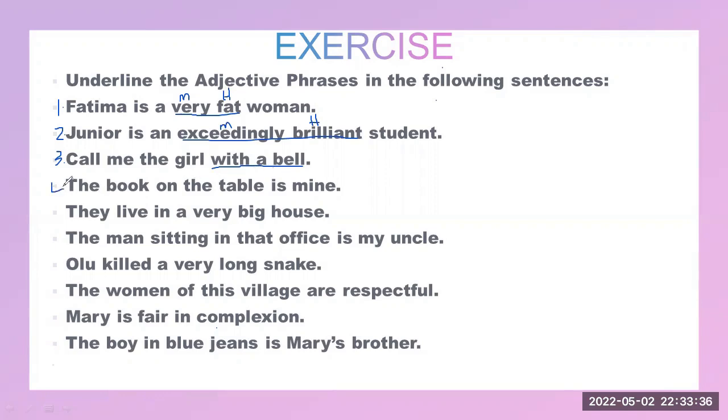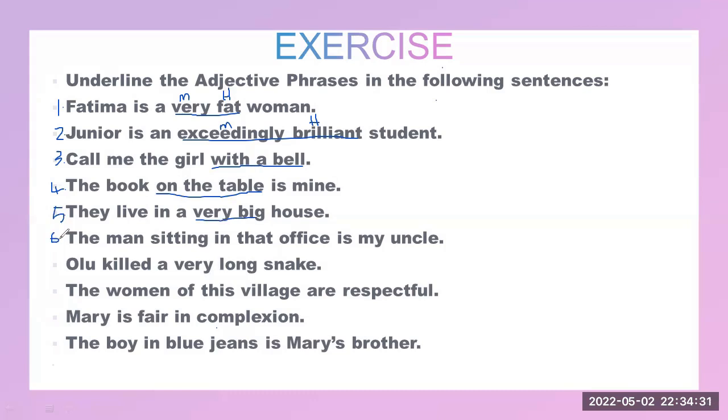Now, number 4, the book on the table is mine. The adjective phrase here is on the table. Again, structurally, this is a prepositional phrase, but it is doing the work of an adjective here. How do we know? Let's eliminate it, and what we have is the book is mine. And someone will ask, which book? To describe the book I'm talking about, I will use the phrase on the table. Then number 5, we have: they live in a very big house. The adjective phrase here is very big.